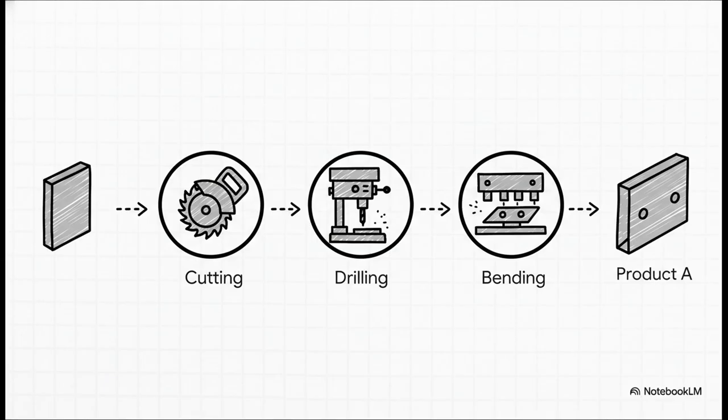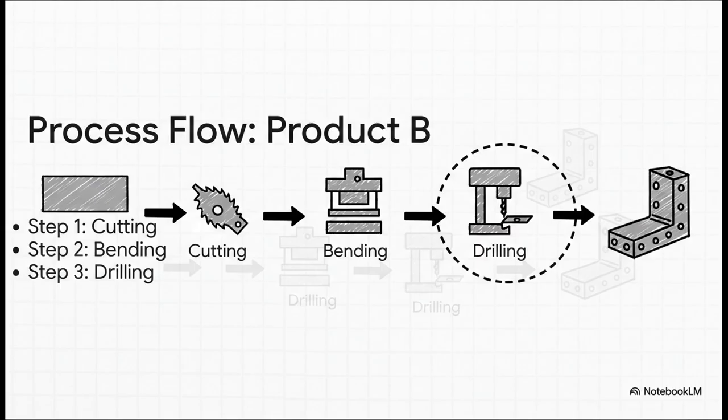Okay, so to really see this flexibility in action, let's imagine we're making something called Product A. It needs to be cut, then drilled, and then finally bent into shape. Simple enough, right? A logical order. But the interesting part is what happens next with a totally different product. For Product B, the order completely flips.